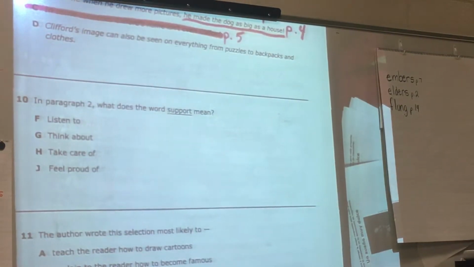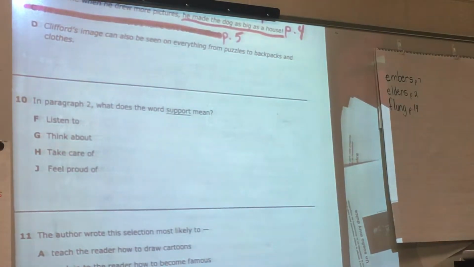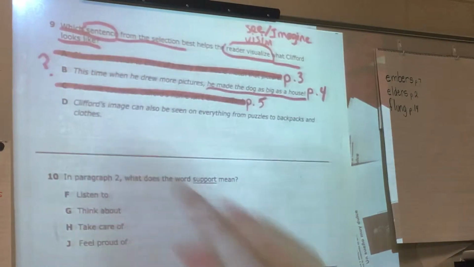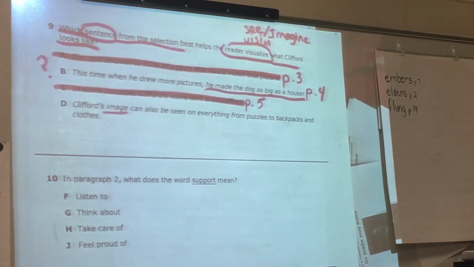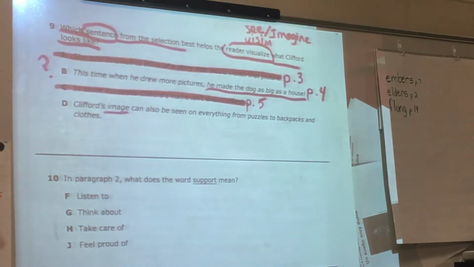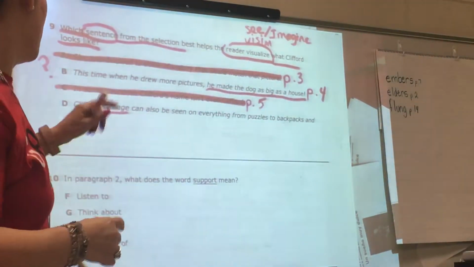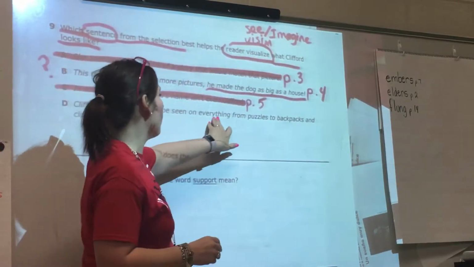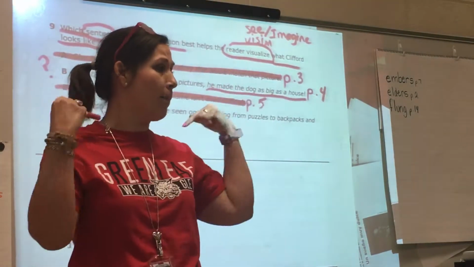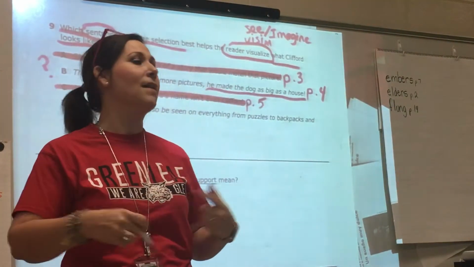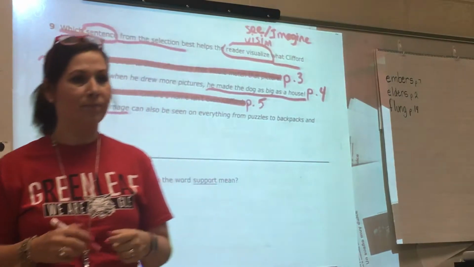Next one. Clifford's image. Ooh, this could be one. Remember I said there's usually two wrong and two maybes? This one might trick me because of that word. It doesn't say imagine, it says image. Clifford's image, his image, the way he looks, can also be seen on everything from puzzles to backpacks and clothes. Have you ever seen a backpack, puzzles, or clothes with things that you like? Yeah, but it's not it, because it doesn't talk about how he looks. It only says that he has merch.